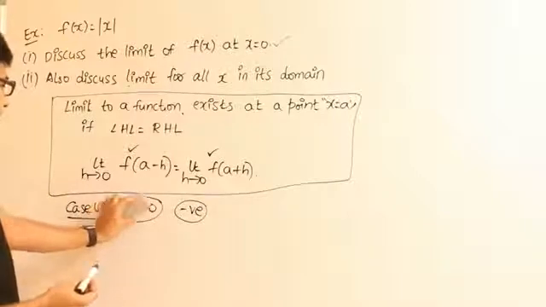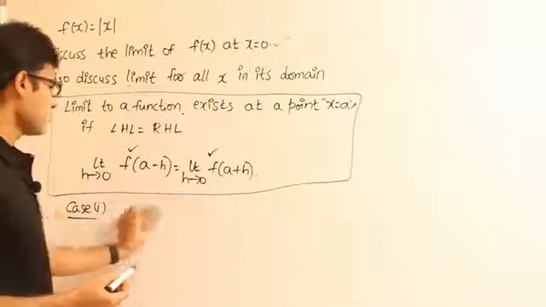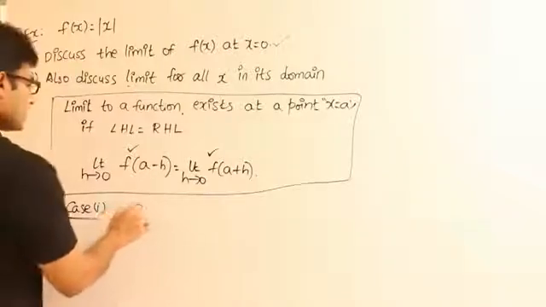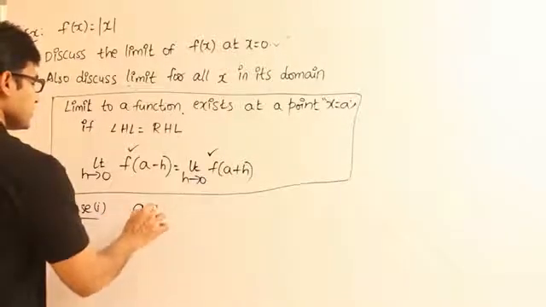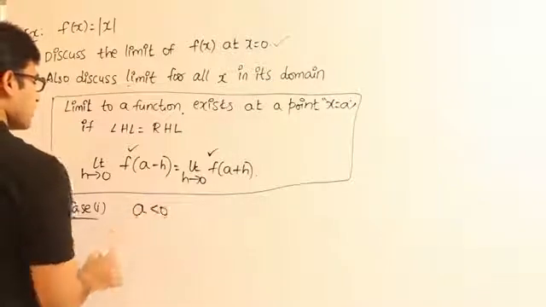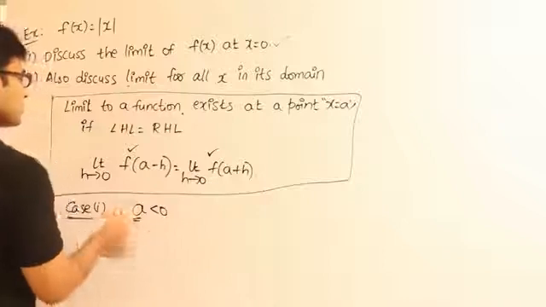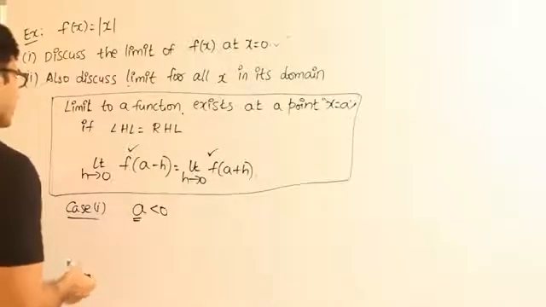Instead of writing x, let us discuss the set of all negative numbers. Let us say a represents a value which is less than 0. Now we want to discuss whether the limit exists at a or not, which means for the negative numbers I want to discuss it, okay?